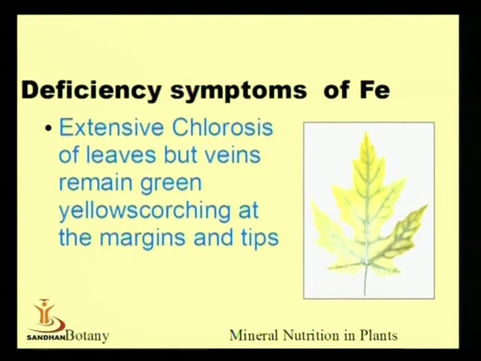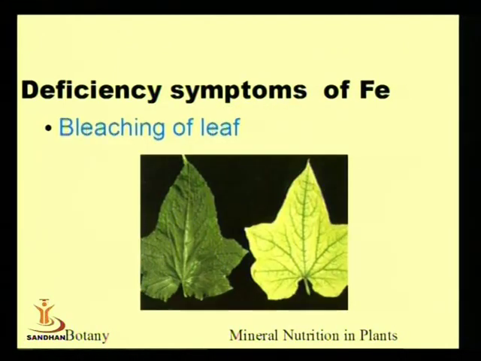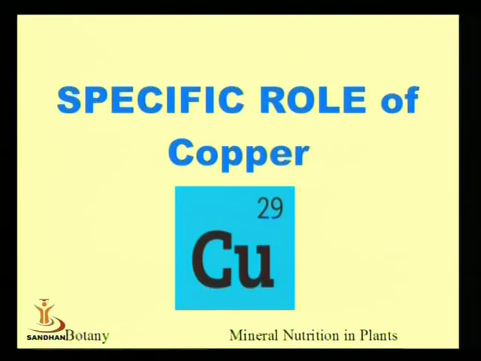Now because it is involved in energy production and chlorophyll synthesis, its deficiency causes extensive chlorosis. Immediately chlorophyll will be lost, and the veins will remain green, but the rest of the part will start losing it, especially the margin and tip part will be losing the iron and chlorophyll, one can see very well. Then this further leads to bleaching of the leaf. Bleaching means it will lose green color.